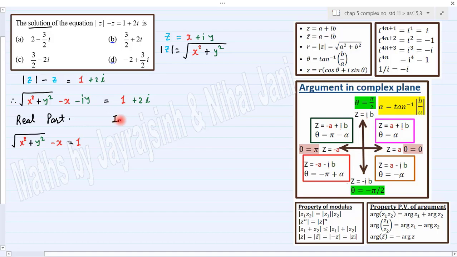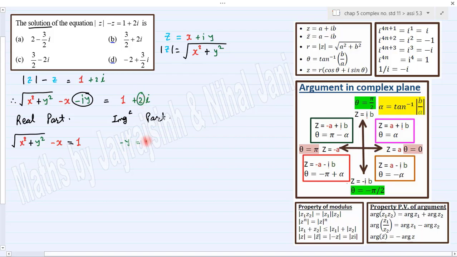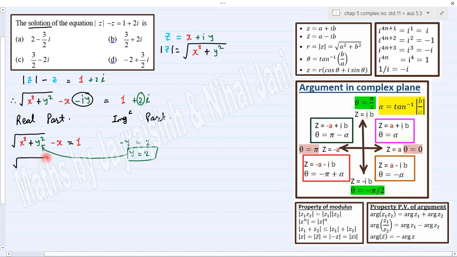And if you compare the imaginary part of both sides, then we have minus y on the left hand side and plus 2 on the right hand side, which will give us y is equal to minus 2. Now just substitute the value of y in equation number 1. You will get under root of x square plus 4, and if you take minus x to the right hand side, you will get 1 plus x.